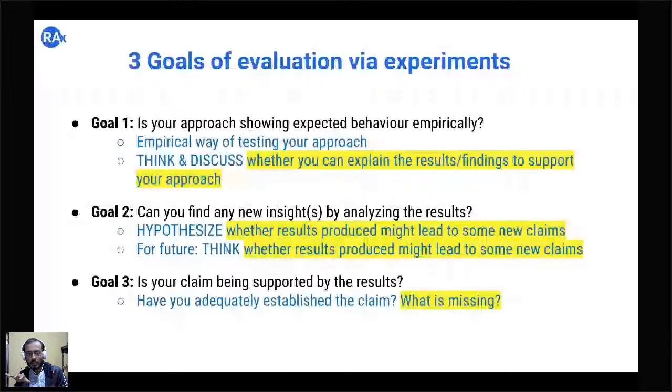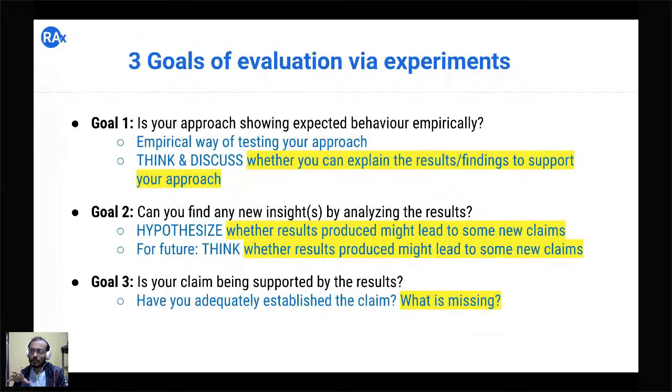This is an amazing opportunity actually, because you can then hypothesize whether the results produced might lead to some new claims, which means you can go back to your claim and add or modify it and say, okay, this is what I am going to claim now because of the results. So many times the result is going to influence your original claim. And you have to look at it that way.